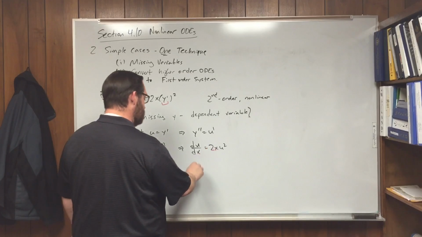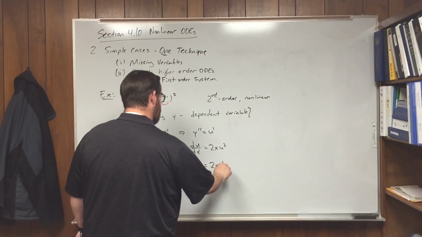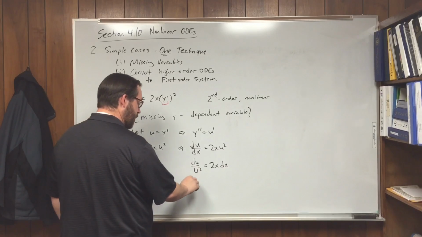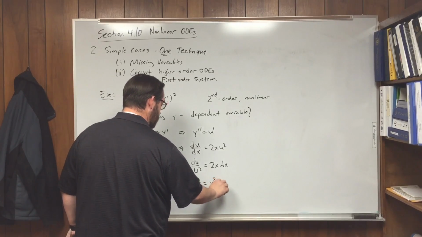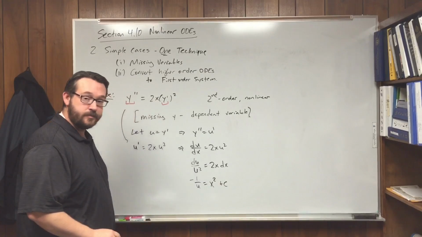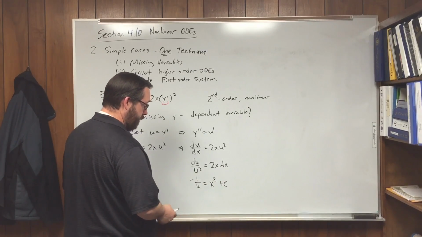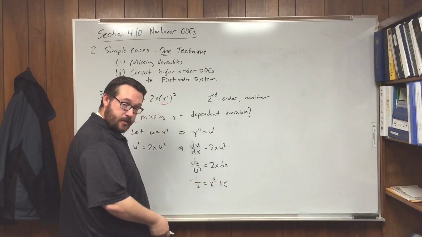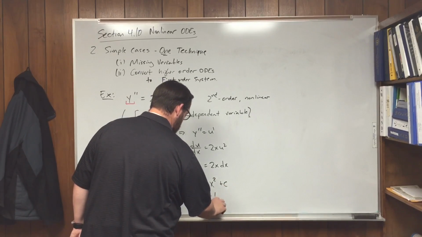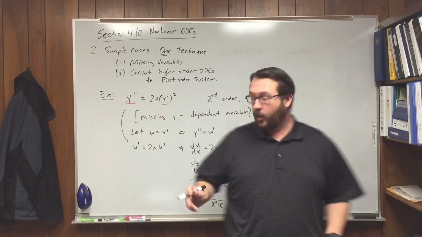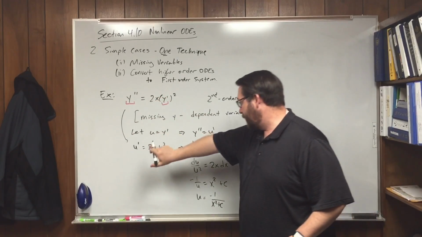Something's missed. Oh, that's right. So du over u squared equals 2x dx. Integrate both sides, I get negative 1 over u equals x squared plus some constant c. Multiply both sides by negative, take the reciprocal, we end up with u is negative 1 over x squared plus c. Now at that point, we're not really solving this as much as we're solving this.